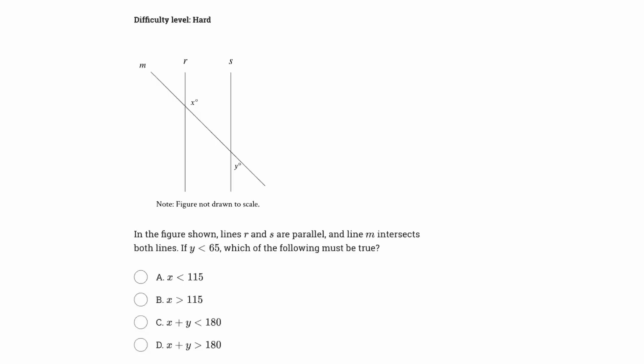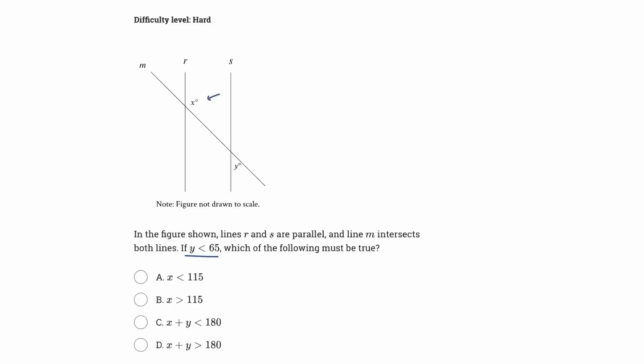In the figure shown, lines R and S are parallel, and line M intersects both lines. So we got a parallel line cut by a transversal, so we want to be thinking about vertical angles, alternate interior angles, all that stuff. If Y is less than 65, which of the following must be true? So let's just go right through it. It says X has to be less than 115. So X is this angle right here.